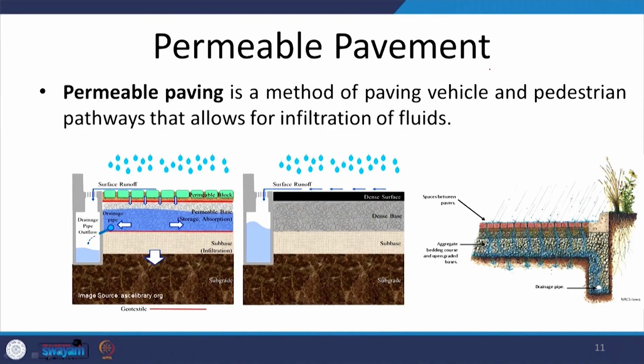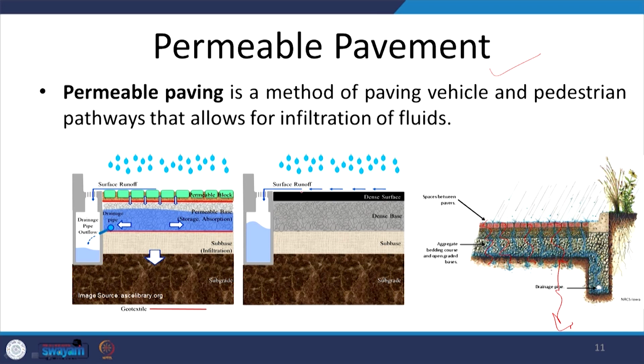So, the kind of strategies that we are looking at when we are talking about increasing the perviousness and reducing the runoff are some of the strategies which are commonly implemented when we are talking about development of a site for reducing the runoff. So, first is permeable pavement. We are talking about a pavement which allows percolation of water through it and into the ground.